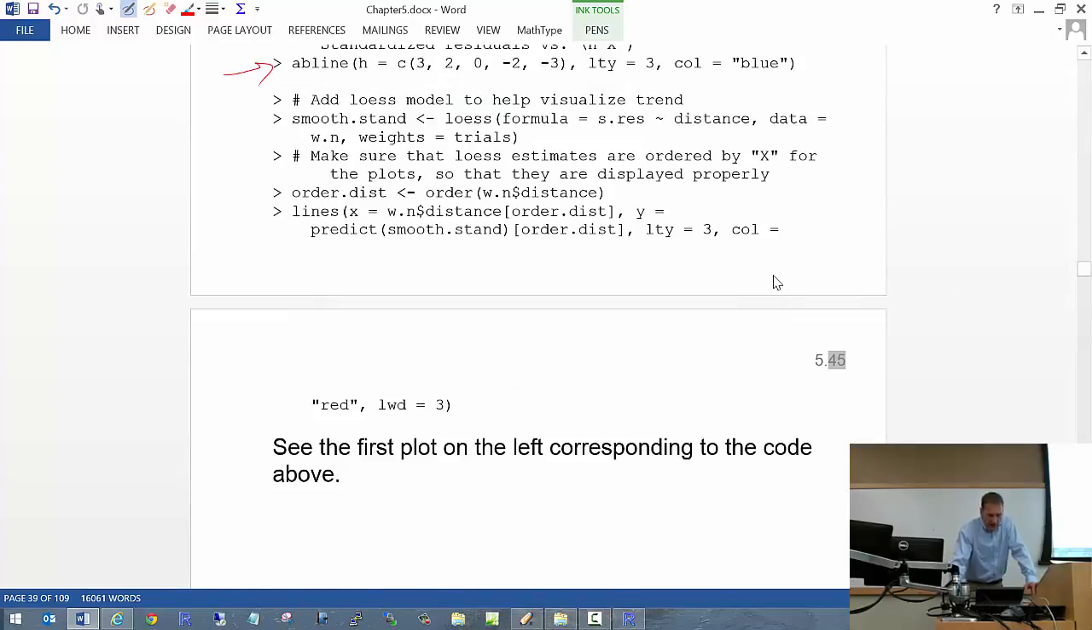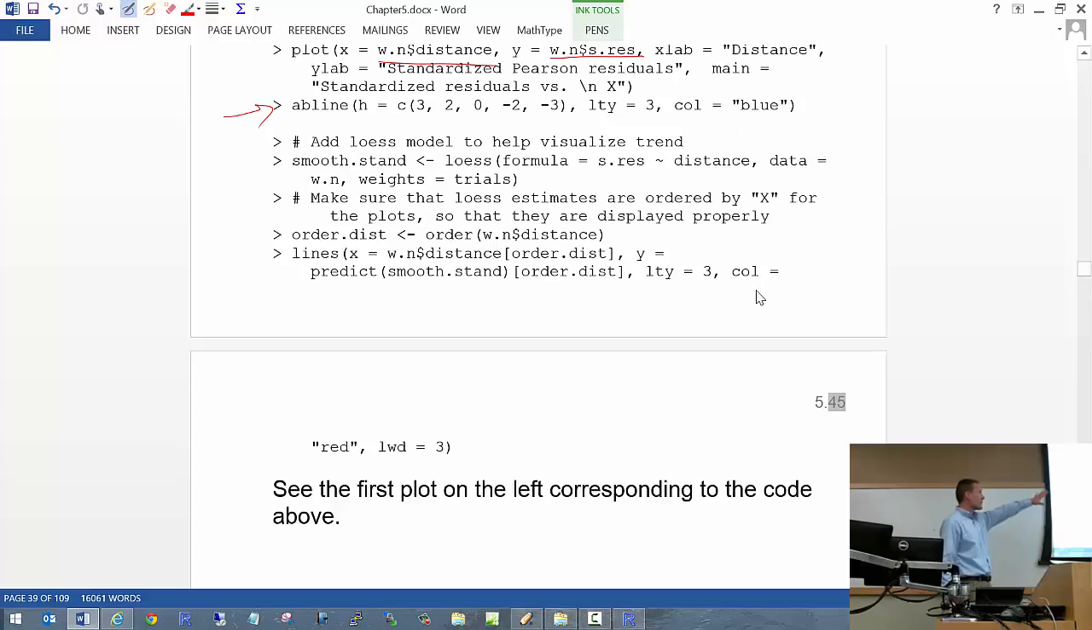If you want to see the actual code that goes into the Loess regression model, you can take a look at that. I'm just expecting you to be able to apply it in a situation.